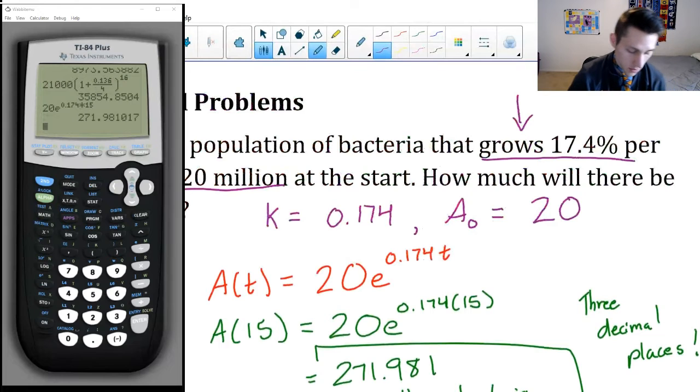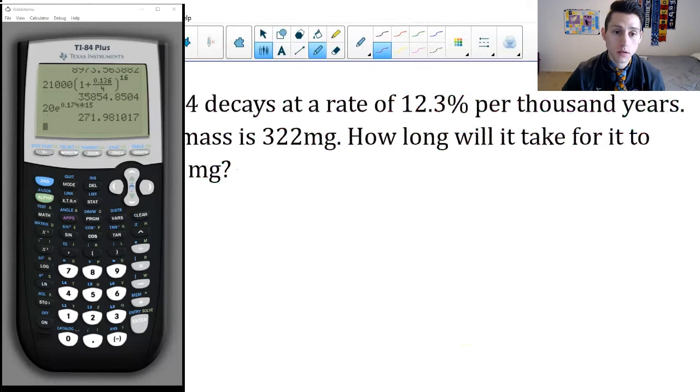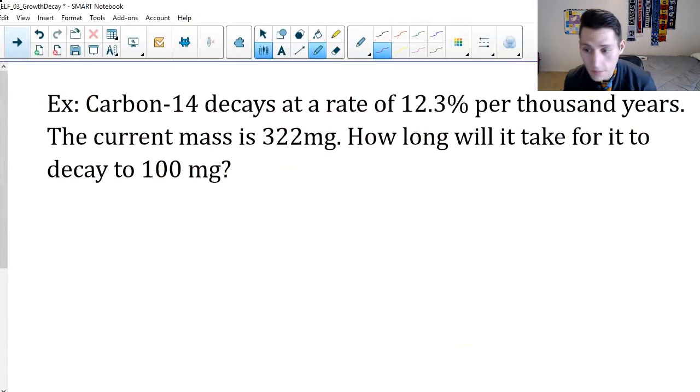Okay, let's go to our next one. So carbon 14 decays at a rate of 12.3% per 1,000 years. The current mass is 322 milligrams. How long will it take for it to decay to 100 milligrams?